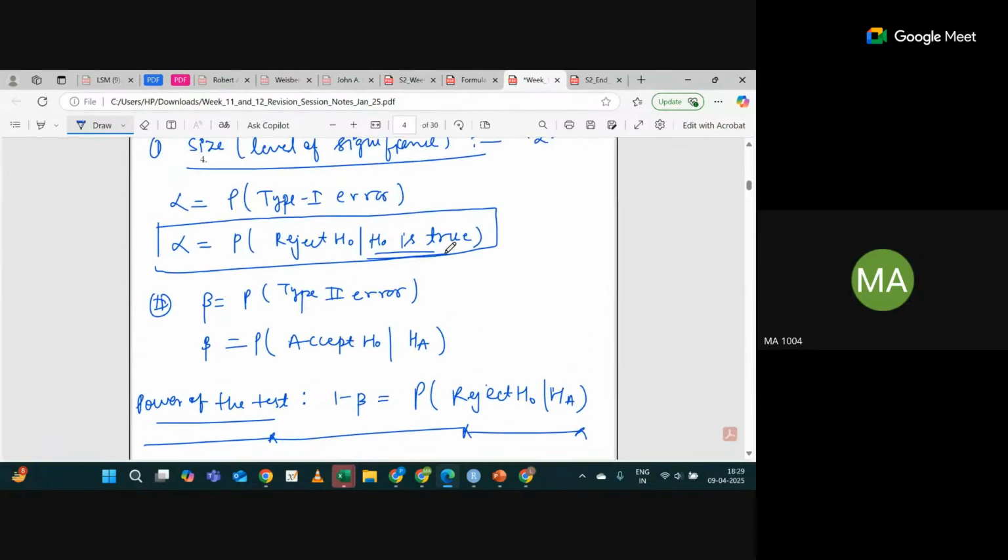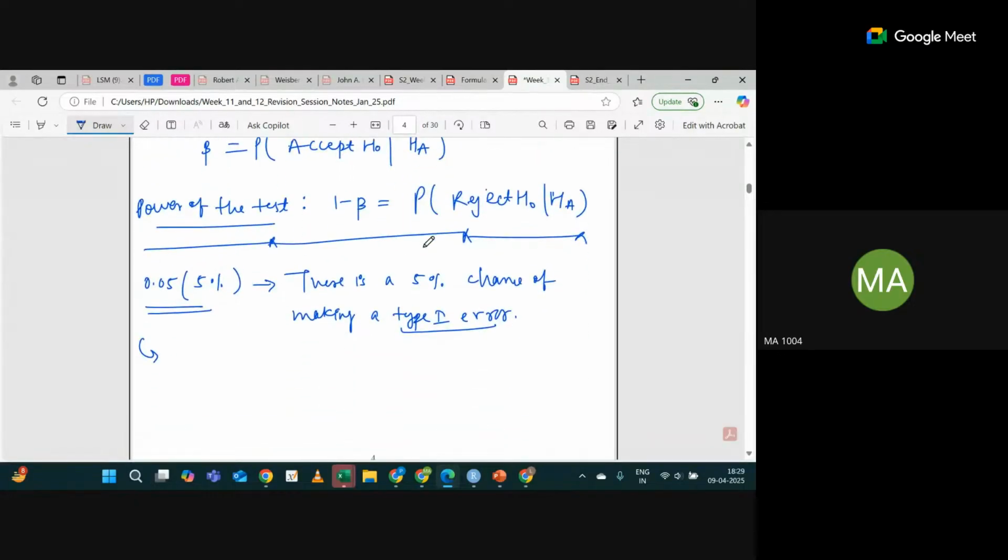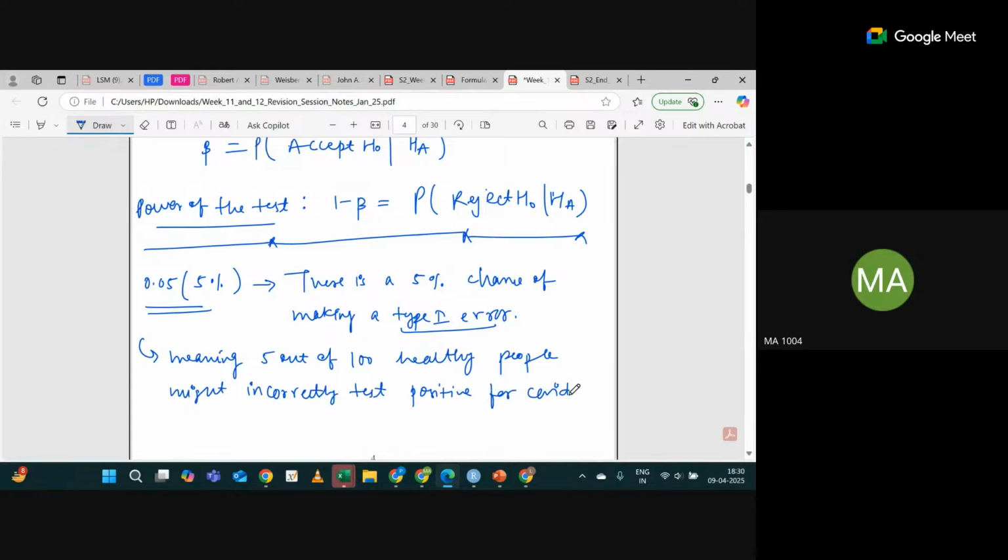What is the type one error? It is given that H naught is true, but you have rejected your H naught. So you are saying that alpha is 5%. This means 5 out of 100 healthy people might incorrectly test positive for COVID-19. Are you getting me?